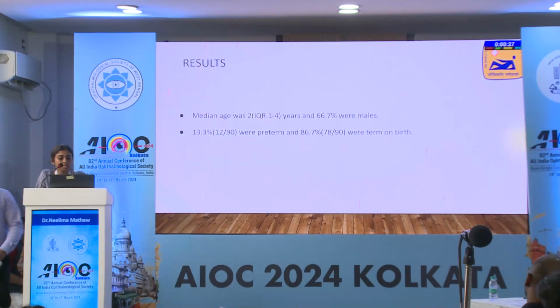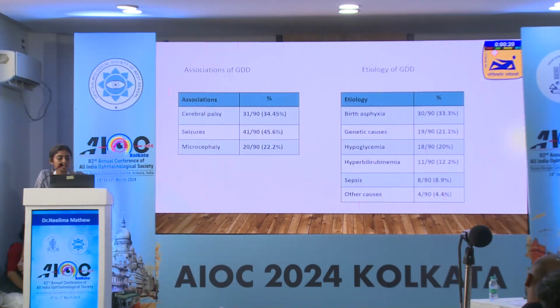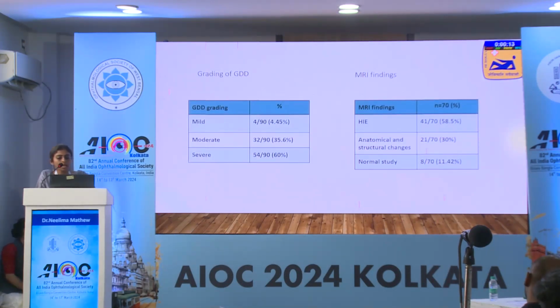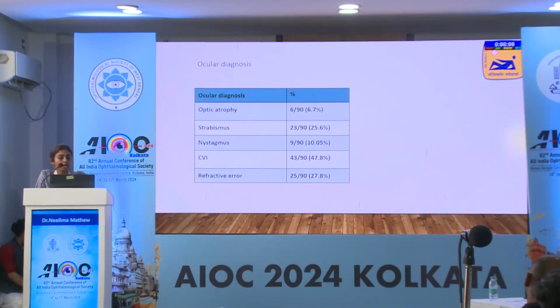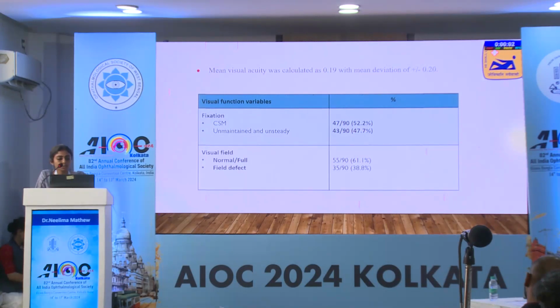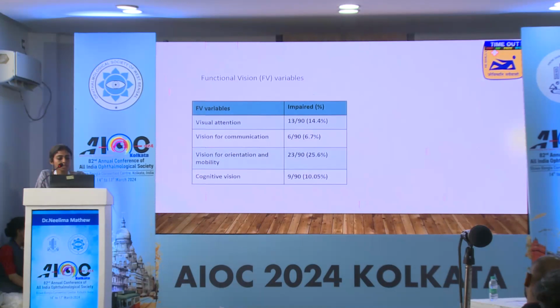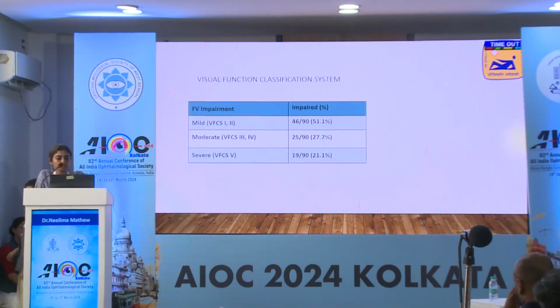Results: the median age was 2 years, interquartile range 1 to 4 years, and 66.7% were males. We found different associations of global developmental delay, and birth asphyxia was the most common etiology in our study. MRI findings of hypoxic ischemic encephalopathy or PVL were more common with increasing severity of GDD. Ocular diagnoses were categorized, and mean visual acuity and other typical visual functions were noted. Also, functional vision variables were noted.